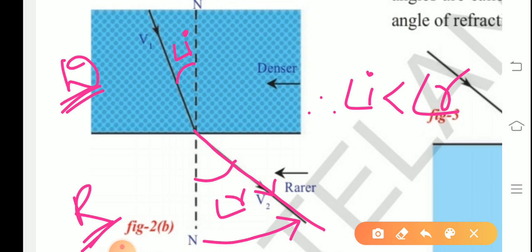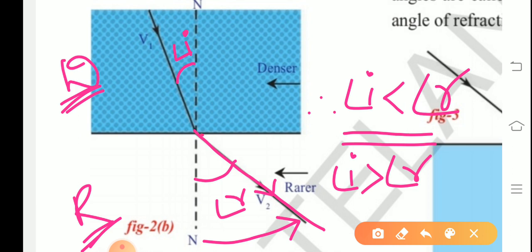This is the condition, and you must remember this. When angle I is greater than angle R, what happens? Light ray bends towards the normal. Okay, in this situation, light ray bends away from the normal.